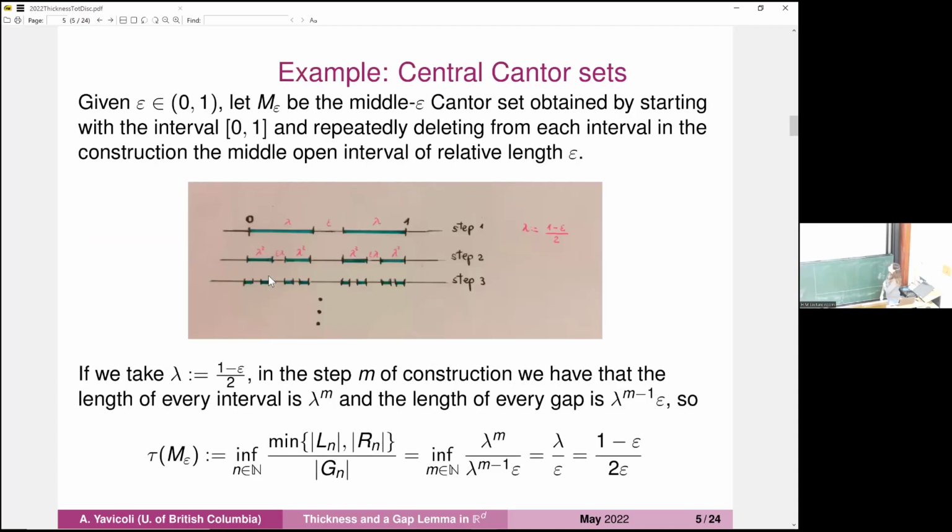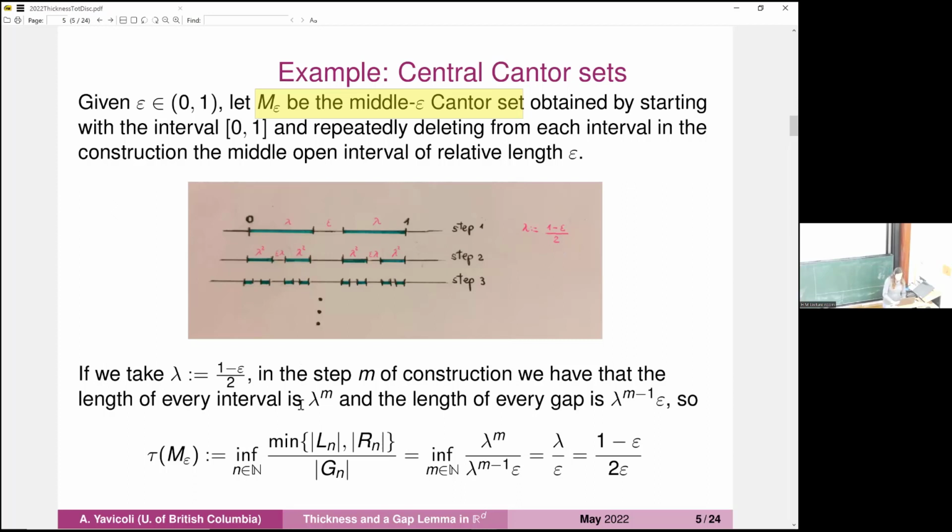Well, let's see our first example, maybe the most basic one. That is the middle epsilon Cantor set, which is obtained by starting with the interval [0,1], and then removing inductively the middle interval with relative length epsilon. So here these lengths are (1 minus epsilon) over 2, and we can continue this process inductively.